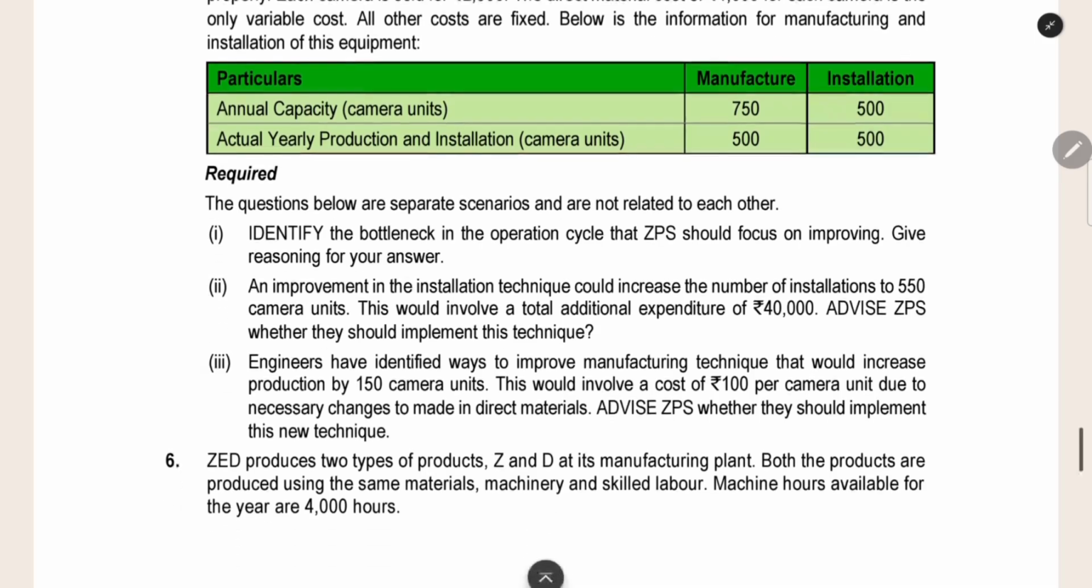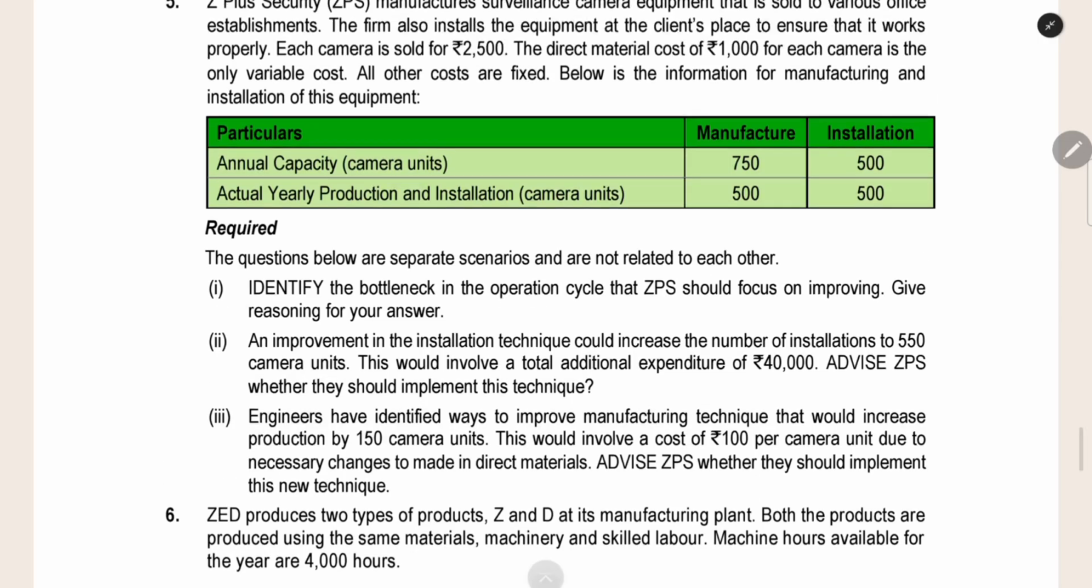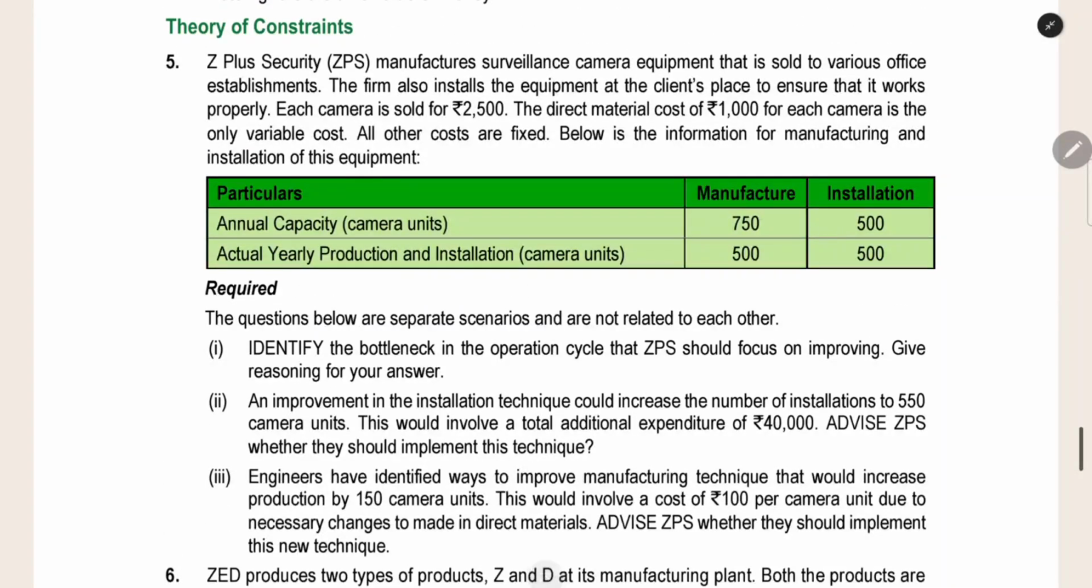What they are asking is to identify the bottleneck in the operation cycle and which should be improved by the company. Give reasoning for your answer. What is the bottleneck here? What is limiting the amount of production? Installation is the factor which is limiting the amount of production. If the installation is 750, we will be able to produce 250 more cameras and we will be installing those also. So installation is the one placing the restriction on the amount of units which we can manufacture. So that is the bottleneck resource.